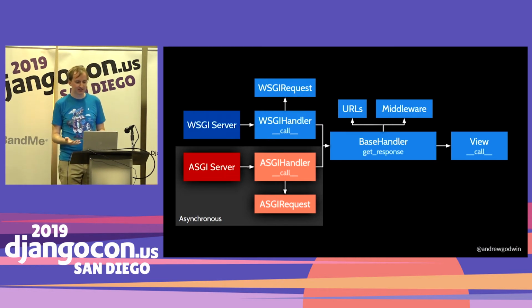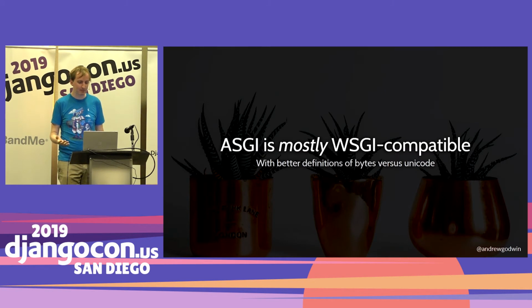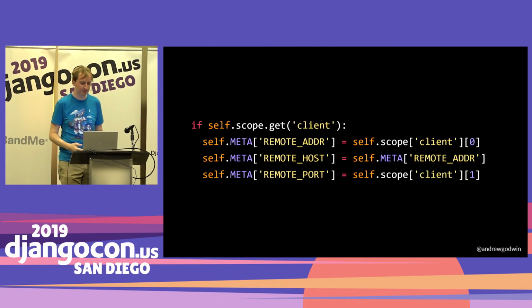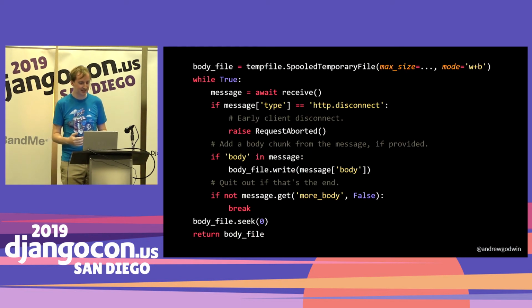One of the nice things as well is that ASGI is deliberately mostly WSGI compatible. We made sure when it was specified that there's a pretty direct mapping between the two of them. For example, things that you might have in the scope or the meta have direct comparisons in the scope in the ASGI. There are some more tricky parts. Uploaded files is particularly fun. This here is a pre-seed shortened version of what it takes to upload and ingest a file.